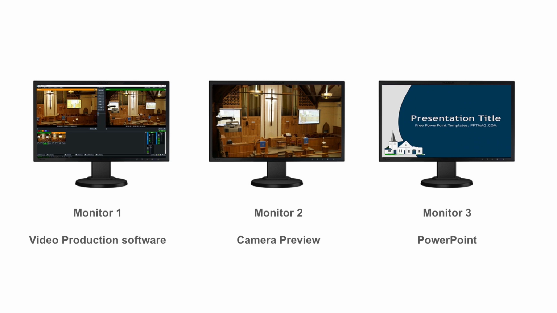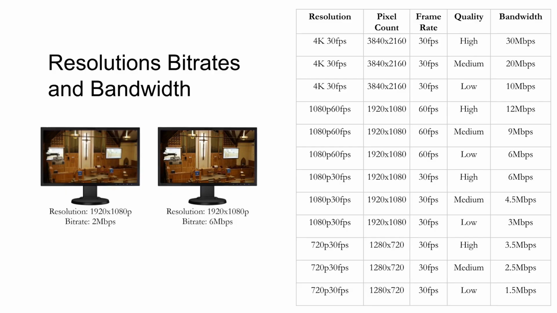One monitor would be for your live streaming software. The second monitor would be for a full screen camera view or potentially a multi-view, maybe a mix of 4 cameras per se. And then the third screen would be for your PowerPoint, your ProPresenter, or your EasyWorship PowerPoint slides, if you will. So that's just a standard layout, and we'll talk a little bit about that soon.